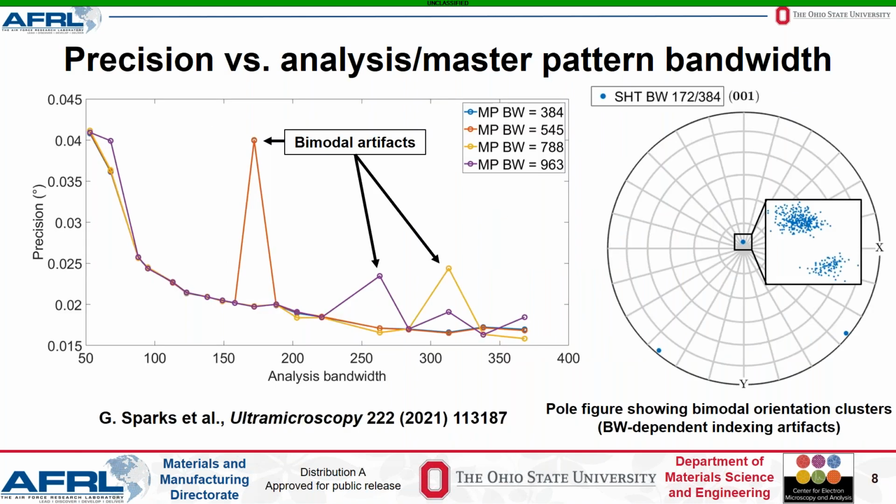Okay, so as published in my Ultramicroscopy paper, exhaustive testing of indexing precision on a single crystal silicon wafer versus the analysis and master pattern bandwidth provided me with several results. First, given high-quality patterns as input, spherical harmonic indexing was easily capable of providing a high level of precision. Note that this entire chart of precision versus bandwidth is below 0.05 degrees. Second, increasing analysis bandwidth did improve precision, but with significantly diminishing returns above a bandwidth value of approximately 120.